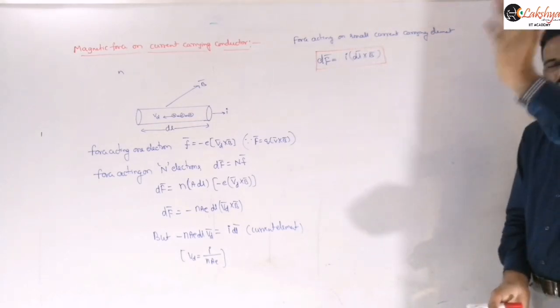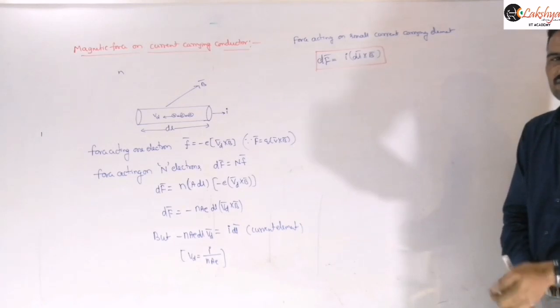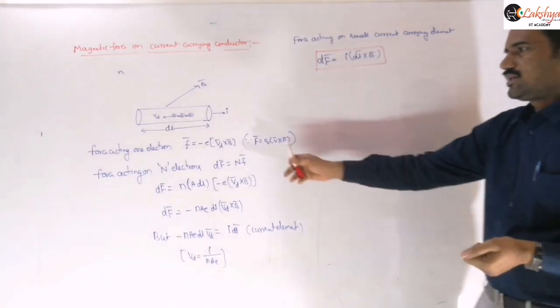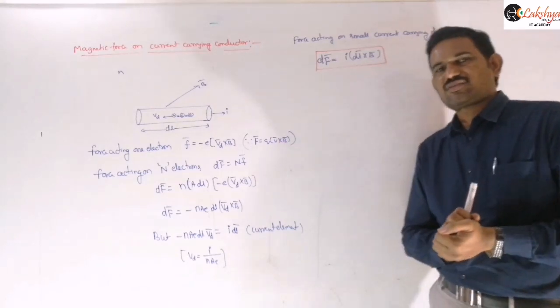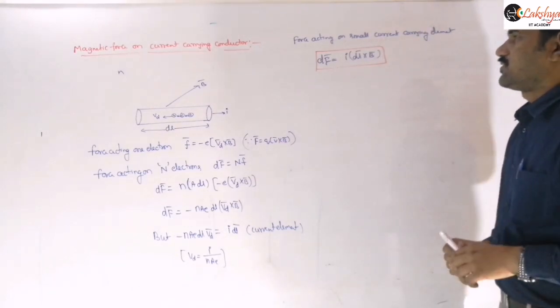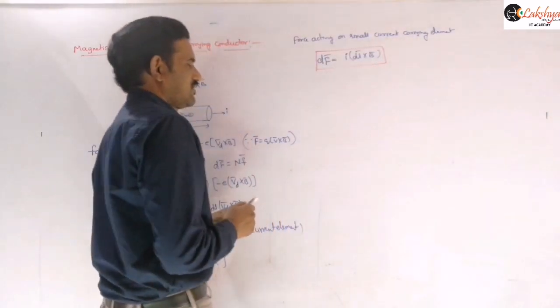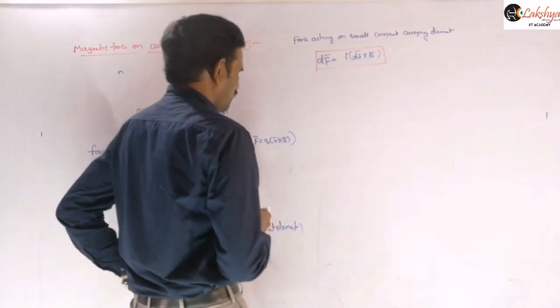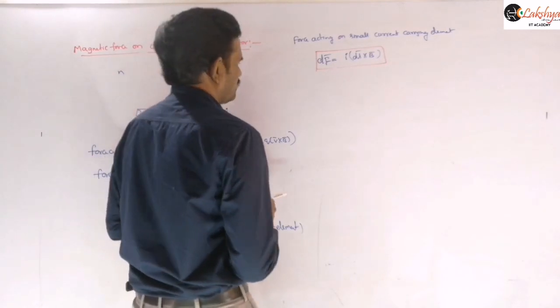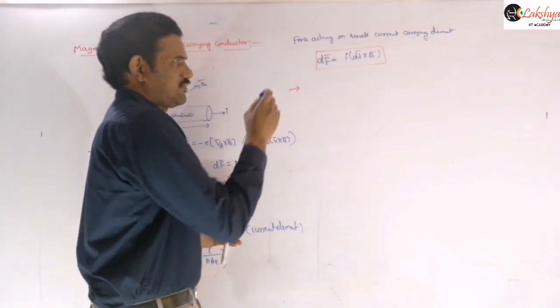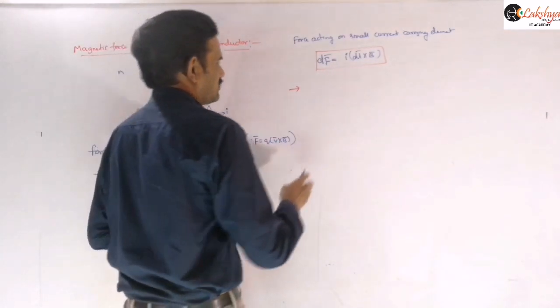The same concept we applied for the charged particle also. There we mentioned just V bar and B bar; it is perpendicular to the plane containing V bar and B bar in the case of a charged particle. And now this is the force acting on a small conductor. So if you want to write the force acting on the total conductor, we need to integrate that equation.